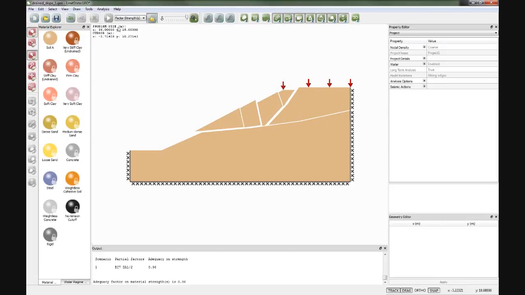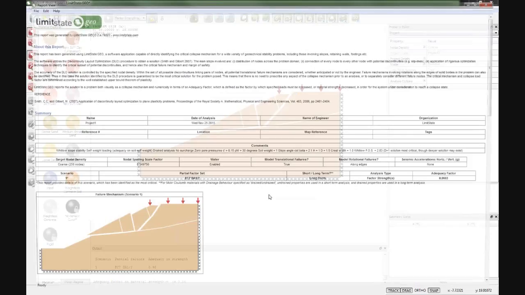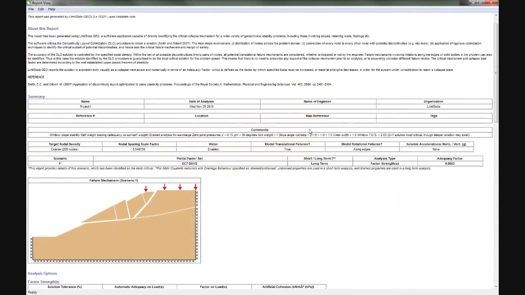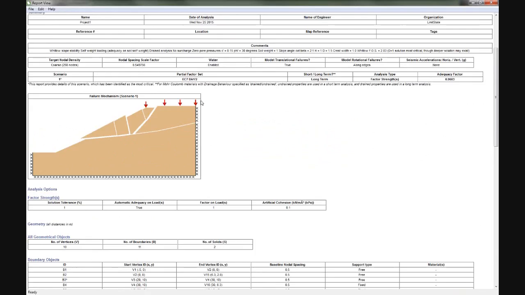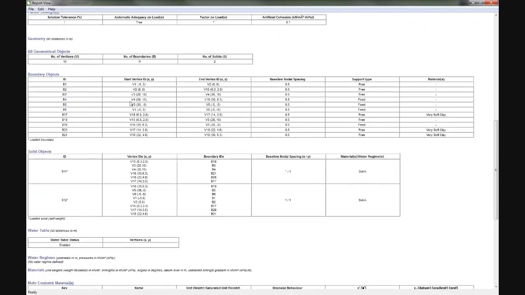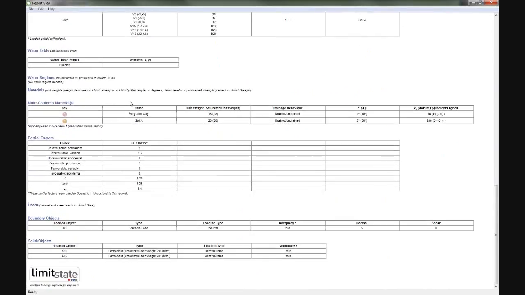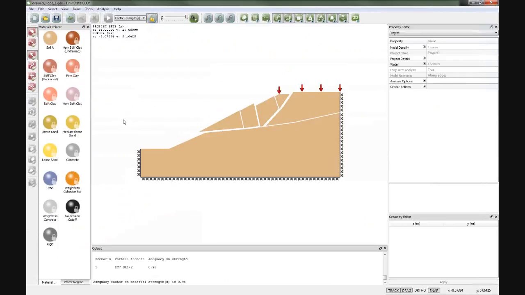And just while I've got that one up, the software also generates reports. So if we click Analysis Report, you can choose what elements to include. I'm going to accept all of those. And you get a report that tells you about the analysis, the adequacy factor over here, diagram of the mechanism, partial factor sets, all the loads, geometry, material properties, partial factors that are used, etc. So all can be output as PDF or an RTF, and you can edit the RTF freely to adapt it to your purposes.